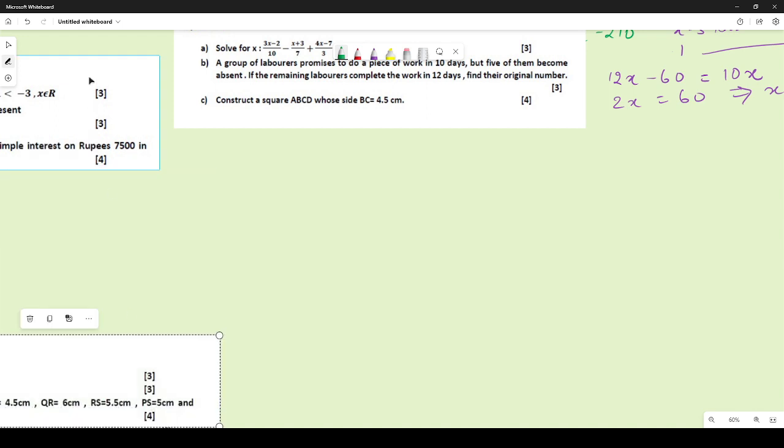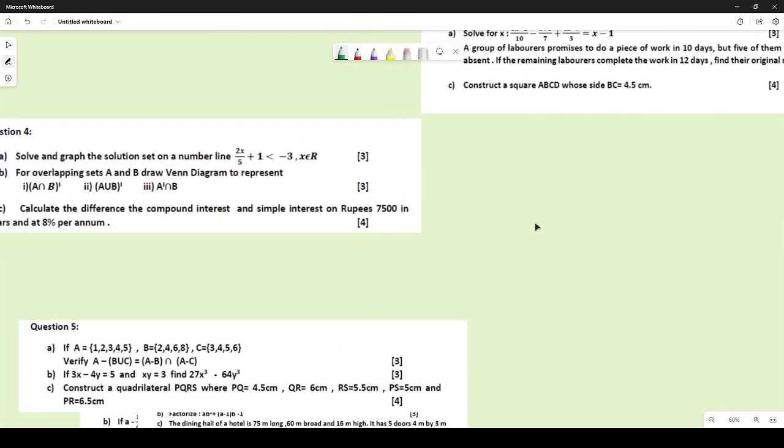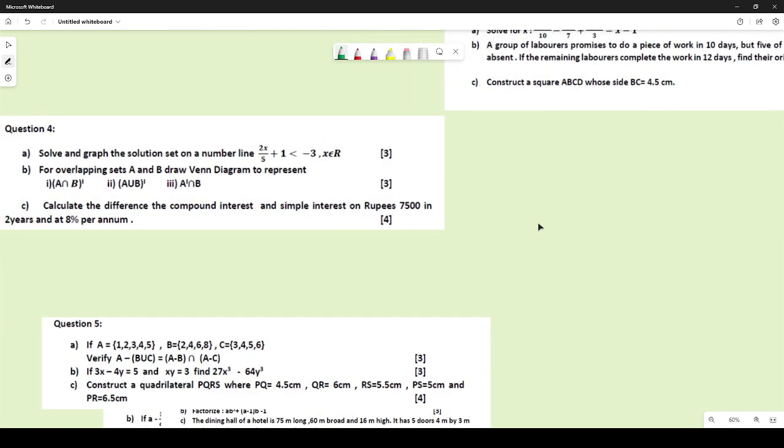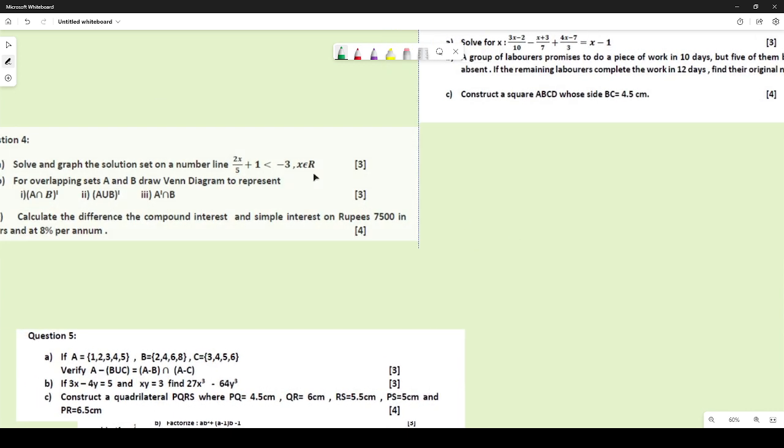I keep on shifting the questions so that it is easy for you to see. Now solve and graph the solution set on the number line. 2x by 5 plus 1 is less than minus 3, and x belongs to rational numbers. Okay. Now what do we do over here?